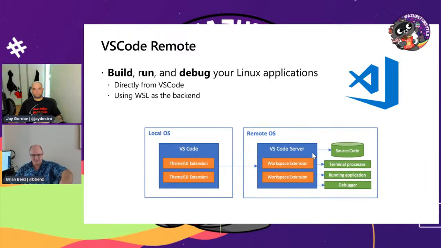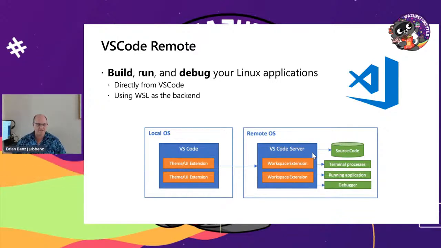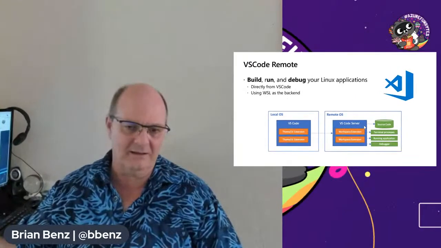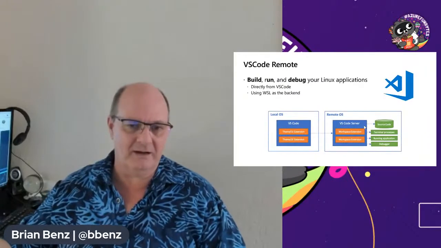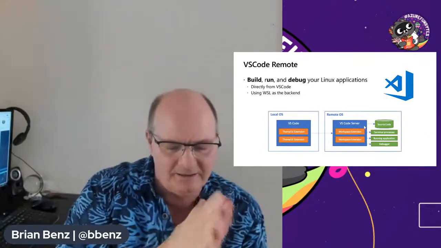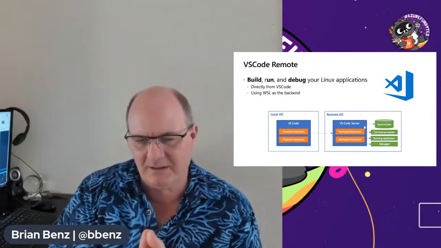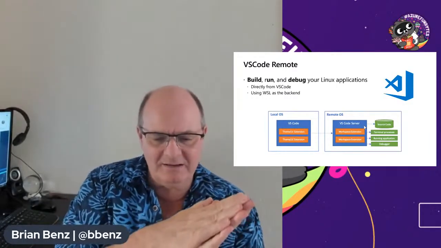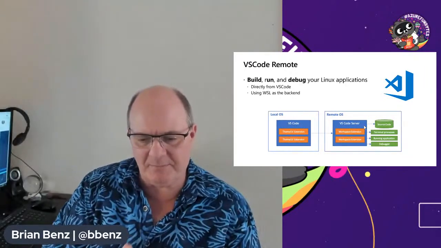VS Code, of course, most people are aware it's a free open source code editor with a ton of extensions. If you just search for VS Code online, you'll find it. You can download it for Windows, Mac, and Linux, just like the Cloud Shell. Just like the CLI, it runs on Windows, Mac, and Linux, which is great. But the other functionality that they added probably a year or two ago is being able to remote into applications.